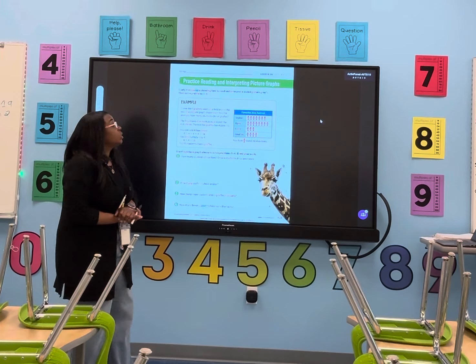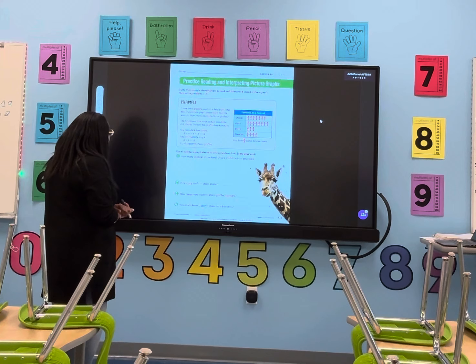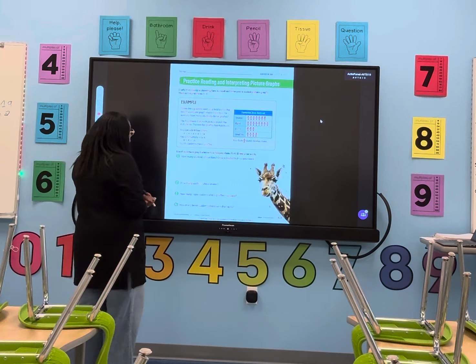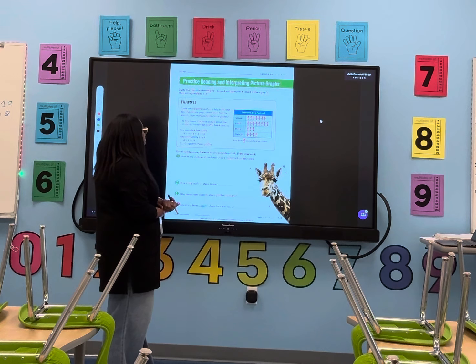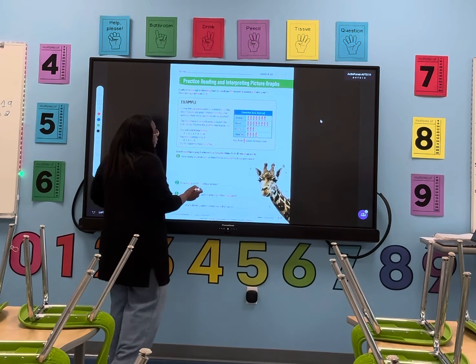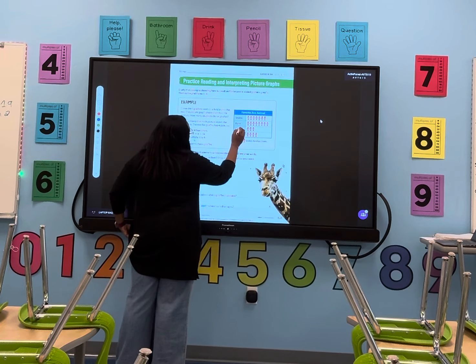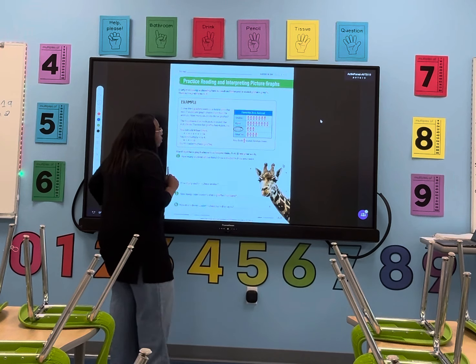So let's go ahead and do number 1. It says, how many students chose lions? Draw a model to show your work. Okay, so let's look at the lions. This is the lions right here. And I'm just going to circle it so that I know what I'm starting with.